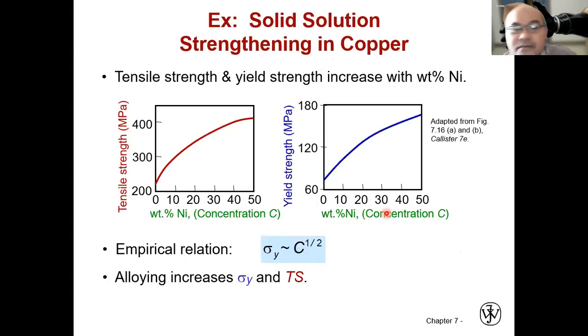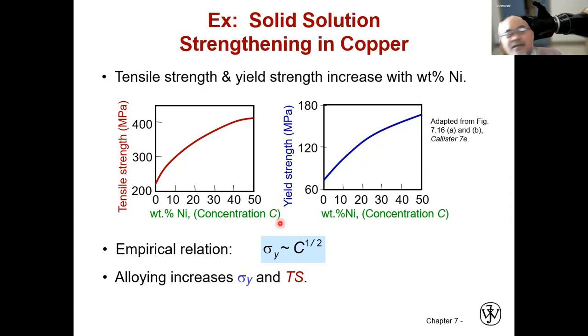This is one example of solid solution strengthening in copper by introducing nickel impurity. With increased weight percentage of nickel inside copper, we increase the tensile strength, right? Similarly, the yield strength is also increased. So it will be more difficult for this alloy to be deformed compared to pure copper.